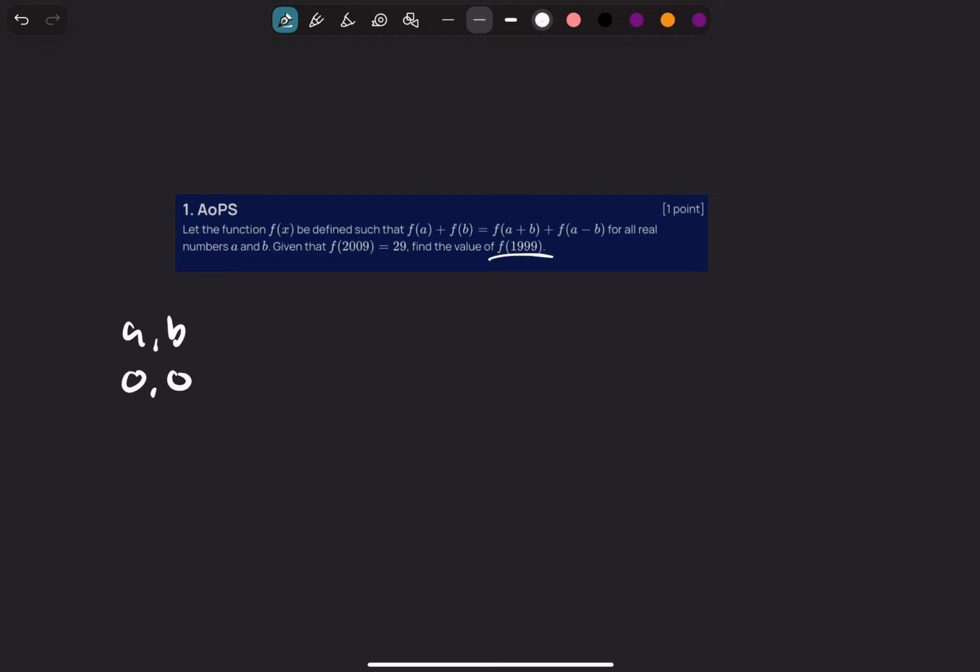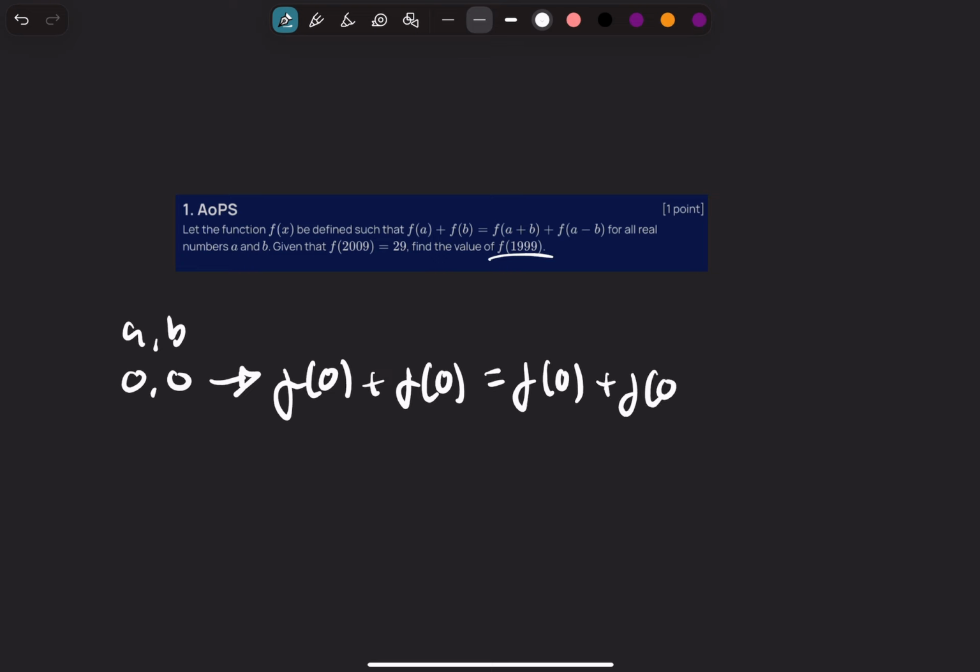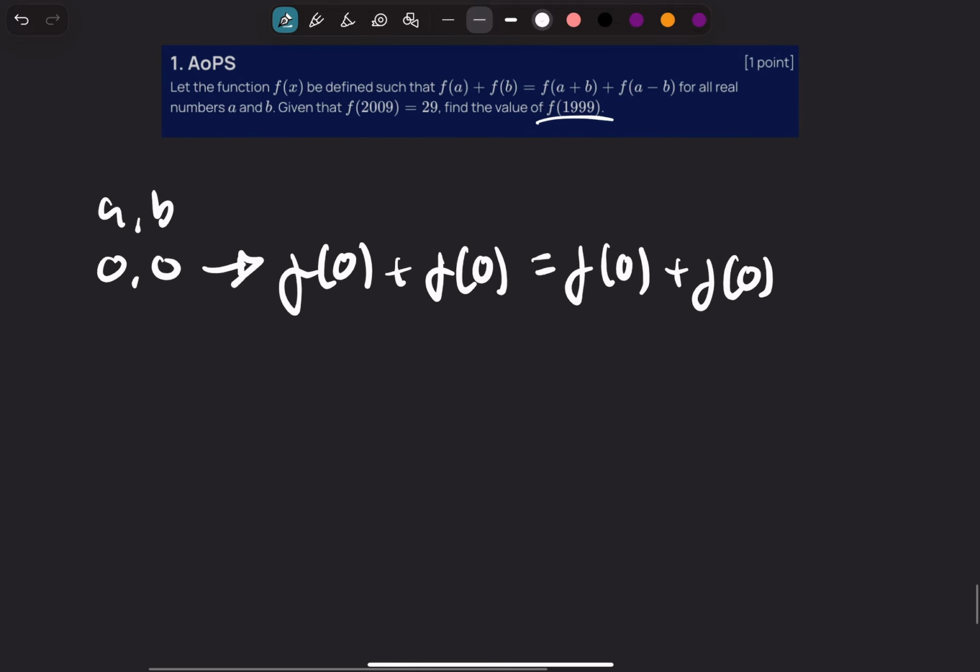So if that's the case, then we have f of a, which is f of 0, plus f of b, which is f of 0, equals f of 0 plus 0, which is f of 0, plus f of 0 minus 0, which is f of 0. Now, if we subtract 2 times f of 0 from both sides, then we get 0 equals 0, which does not help us that much. It doesn't help us at all.